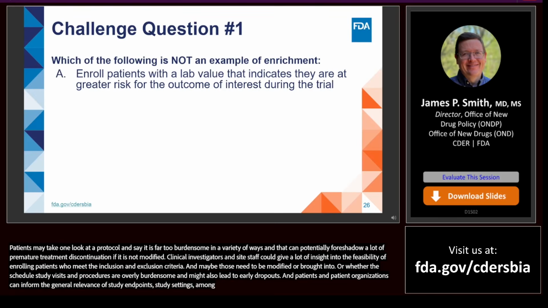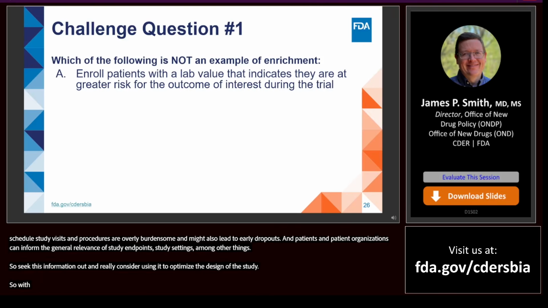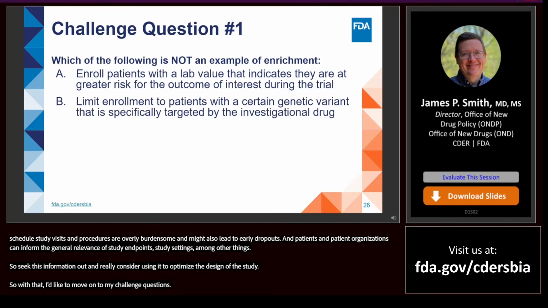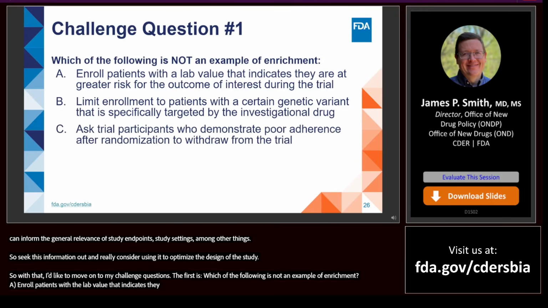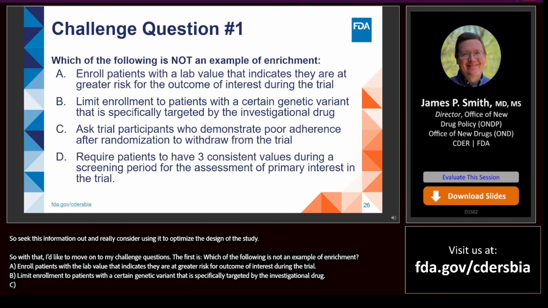So with that, I'd like to move on to my challenge questions. The first is, which of the following is not an example of enrichment? A, enroll patients with a lab value that indicates they are at greater risk for the outcome of interest during the trial. B, limit enrollment to patients with a certain genetic variant that is specifically targeted by the investigational drug. C, ask trial participants who demonstrate poor adherence after randomization to withdraw from the trial. And D, require patients to have 3 consistent values during the screening period for the assessment of primary interest in the trial. I'll give you a few seconds to think about the answer.